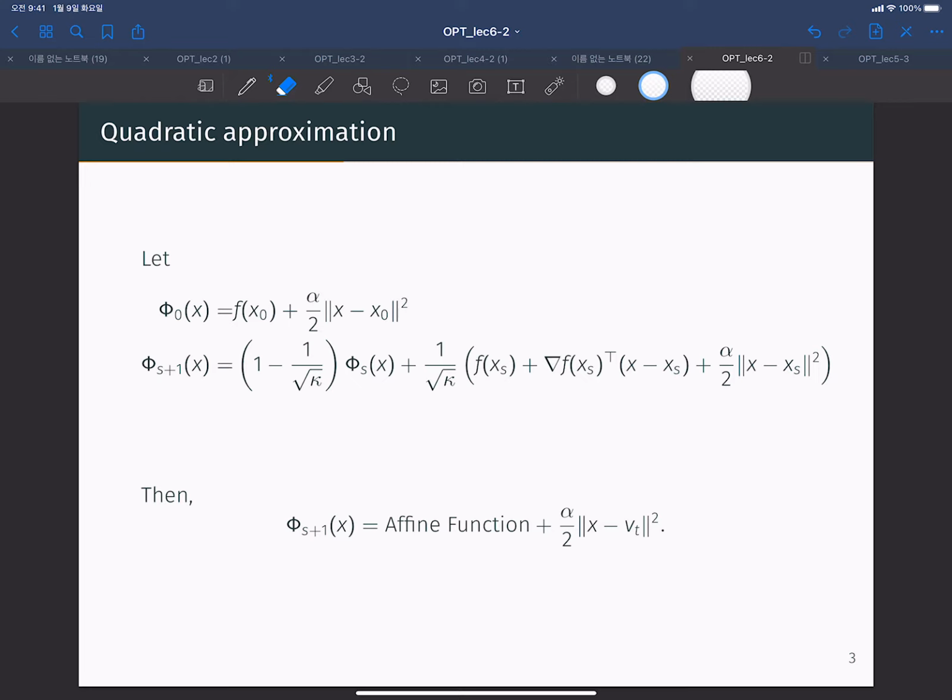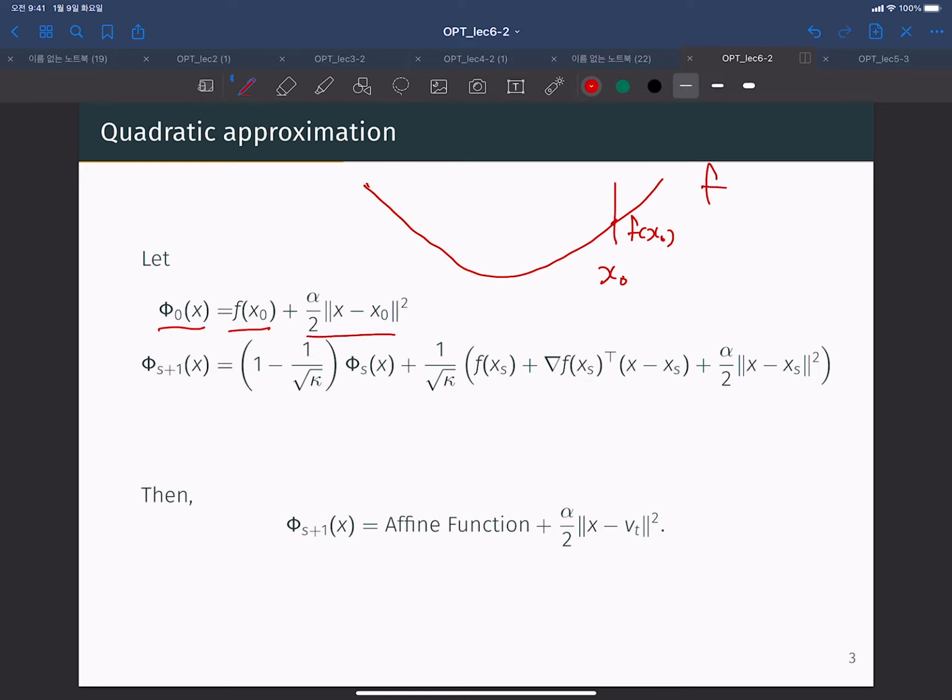So let's say the pi 0 is equal to f(x0) plus alpha over 2 times the norm of x minus x0 squared. So what does this mean? It's centered at x0, and starting from f(x0), the real function value, and then approximate the real function f(x) using quadratic function, of which curvature is defined with alpha. Okay, so this is a very simple quadratic function. This is a bias term. Bias comes from the real function value f(x0), and then centered at x0 and increases with speed of alpha over 2 with curvature of alpha.